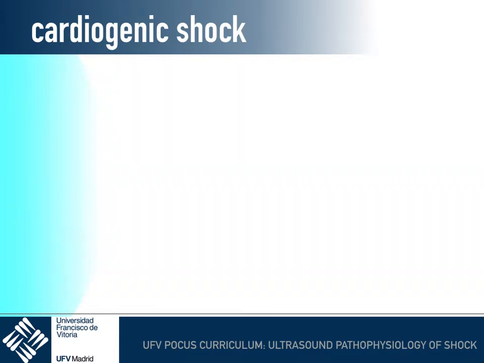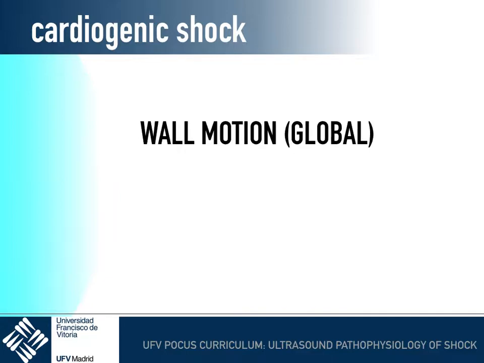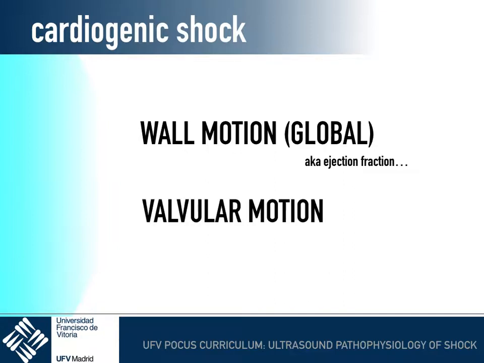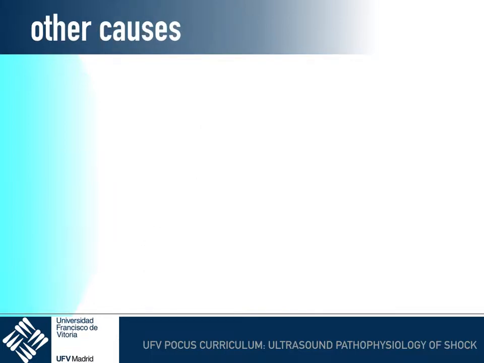In cardiogenic shock, we are going to assess the wall motion globally, which is called the ejection fraction, and the valvular motion as an indirect indicator of an abnormal wall motion, abnormal ejection fraction. But there can be other causes of cardiogenic shock as well.